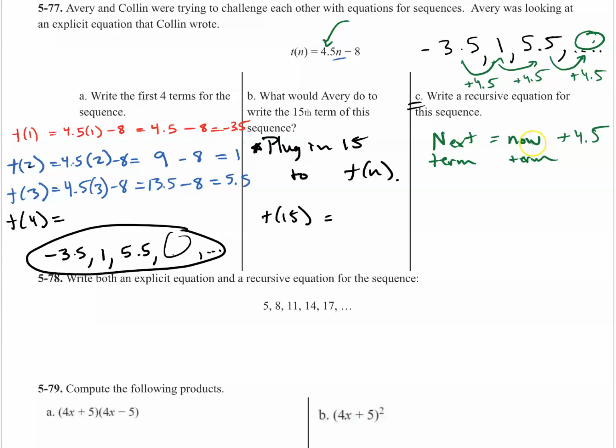So the way we write the now term is just like the other ones, it's t of n. So it's whatever number you plug in for n. That's the now term. You're going to add 4.5 to that. Okay, and then what that's equal to is the next term. The next term, the way you write that is t of n plus 1 in parentheses. So this is actually the recursive formula.